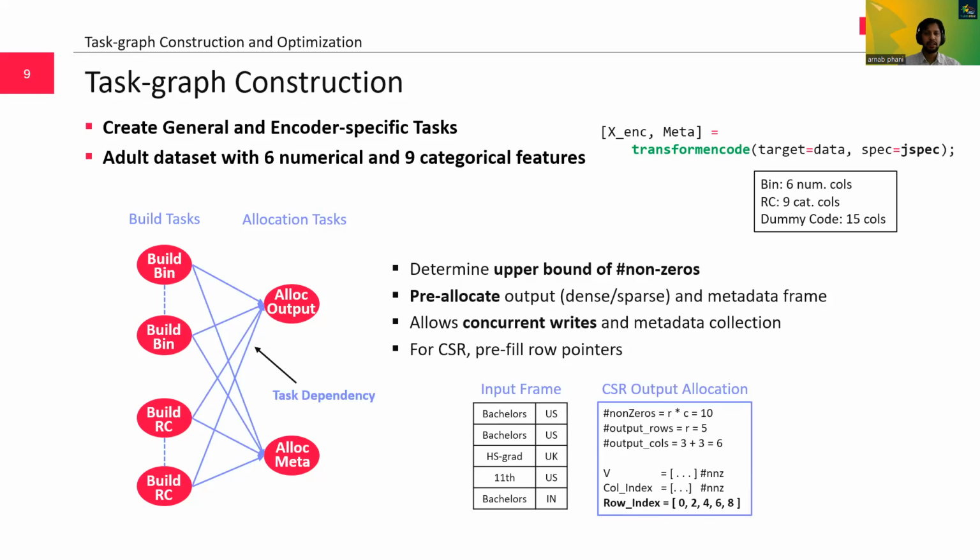Once the dictionaries are built, we pre-allocate the output matrix. This upfront allocation allows the apply tasks to concurrently fill the output matrix. We determine the upper bound of the number of non-zeros in the output and accordingly allocate a sparse or dense matrix. For a CSR sparse matrix, we already fill the row pointers during the allocation to avoid shifting during concurrent apply. SystemDS materializes the consolidated metadata in a frame. A metadata allocation task pre-allocates this frame.